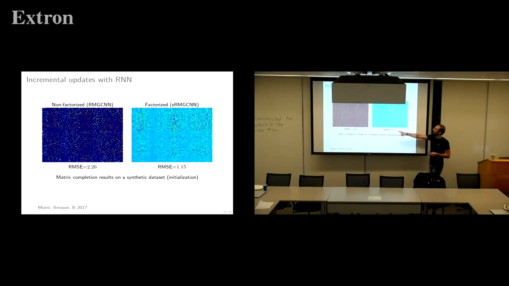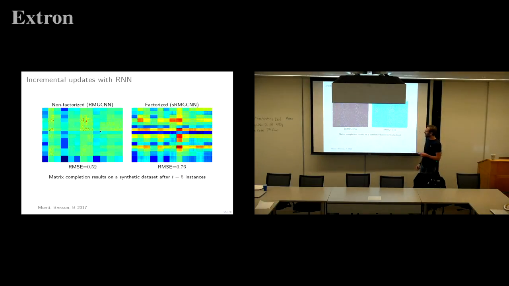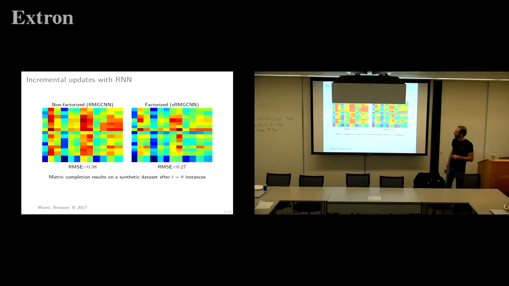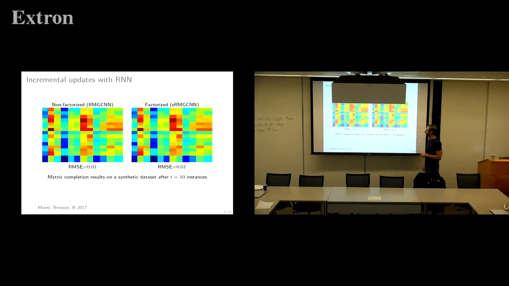So here it's the non-factorized, here it's the factorized version. But let's focus on this one. So after 5 instances of this process, we get a significant decrease of the root mean square error. This is after 8 instances, so you see here some structures emerge, right? And this is after 10 instances, the error is practically 0. Okay, so basically we recovered the underlying signal.